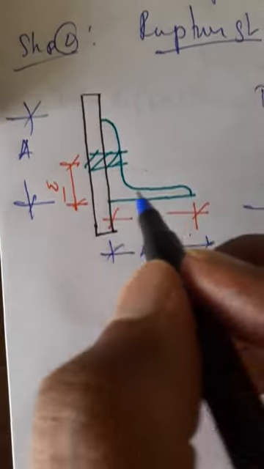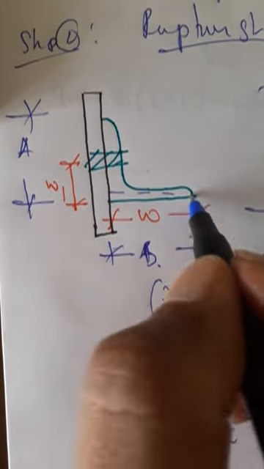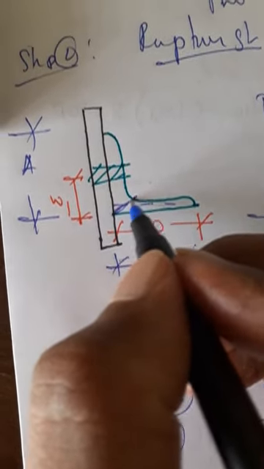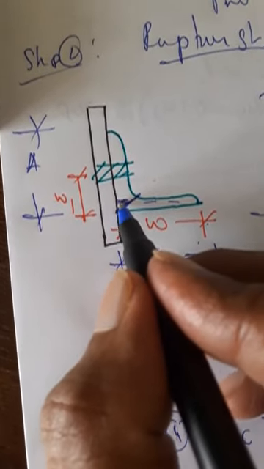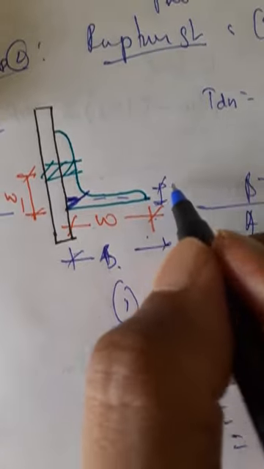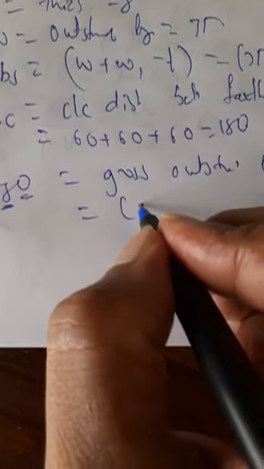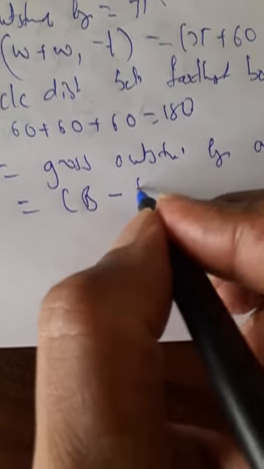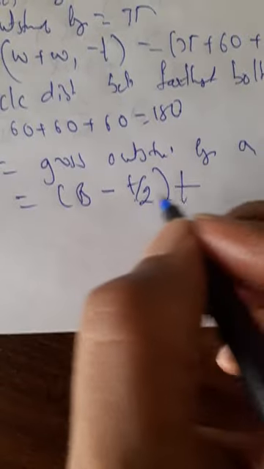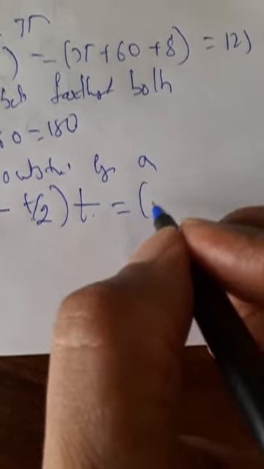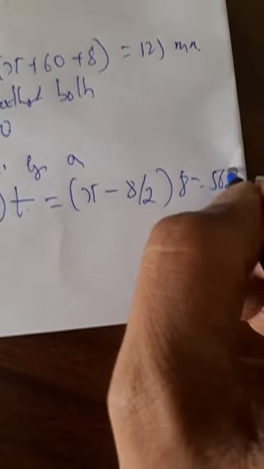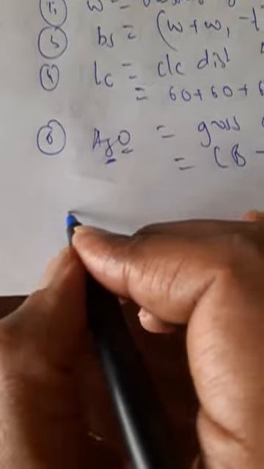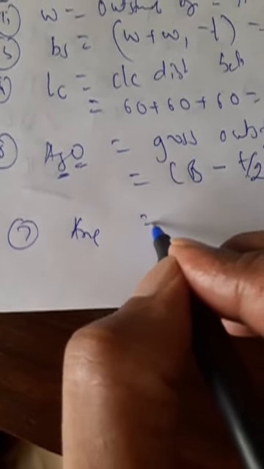And always remember, we are measuring the distance at the center, and here this much portion is coming for B and this is coming for D. So I have to subtract this distance, and this distance is nothing but T divided by 2. So AGO is B minus T by 2 into T, half of the thickness into thickness. This gives me area. So B is 75 minus 8 by 2 into 8. I have 568.